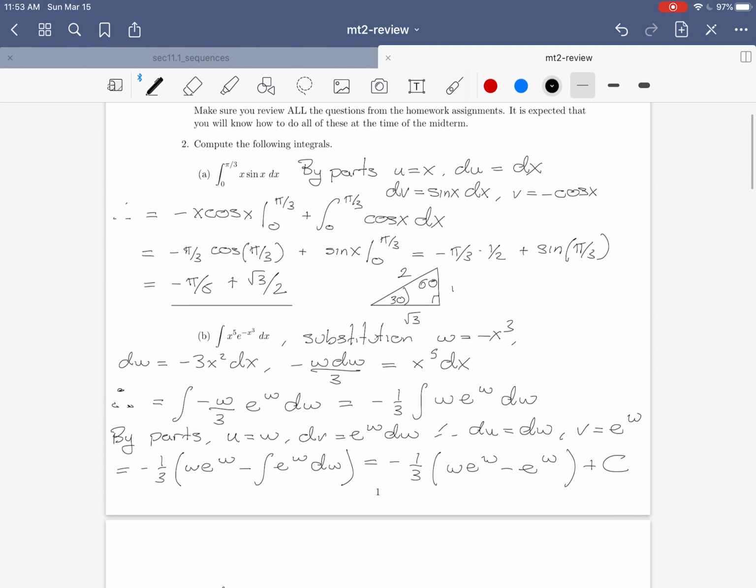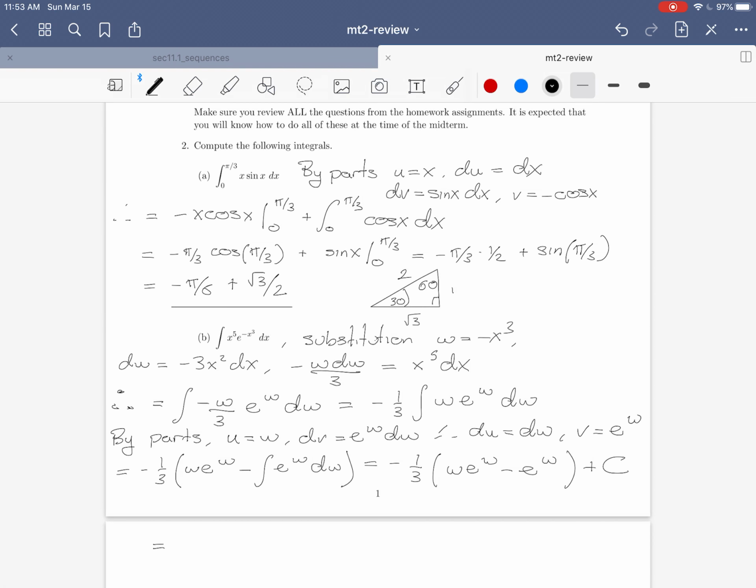And there's one final step that we need to do whenever we do an integral by substitution. The final step is to substitute back for our original variable x. So remember that w was negative x cubed, so we get negative x cubed e to the negative x cubed minus e to the negative x cubed plus a constant. And there we go.